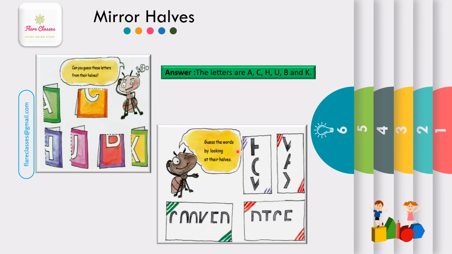And here, guess the words by looking at their halves. This is H. This is O. This is W. This one is also W. This is A. This is X. C, O, O, K, E, D, D, T, C, and E.